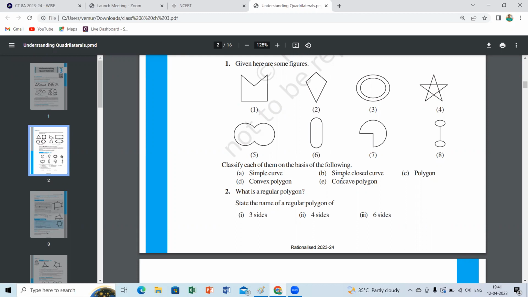Concave polygon. Is it a polygon? Is it a concave polygon or convex polygon? Ma'am, concave. Whether it is a polygon or not, first of all. Ma'am, it is. Ma'am, no, ma'am.